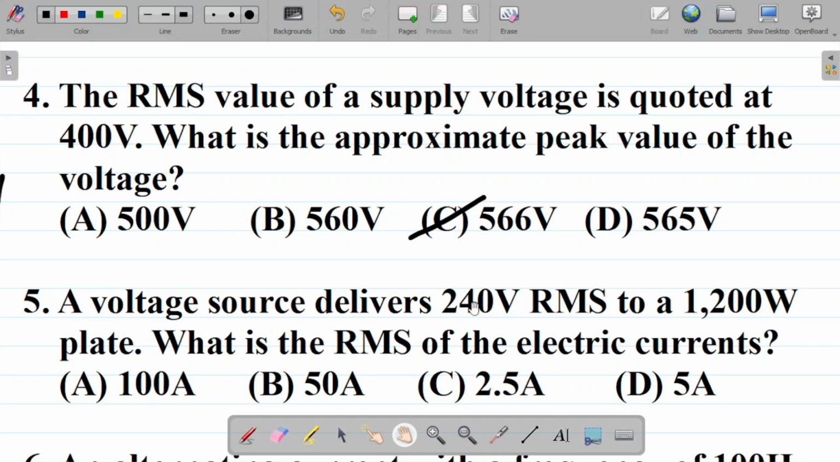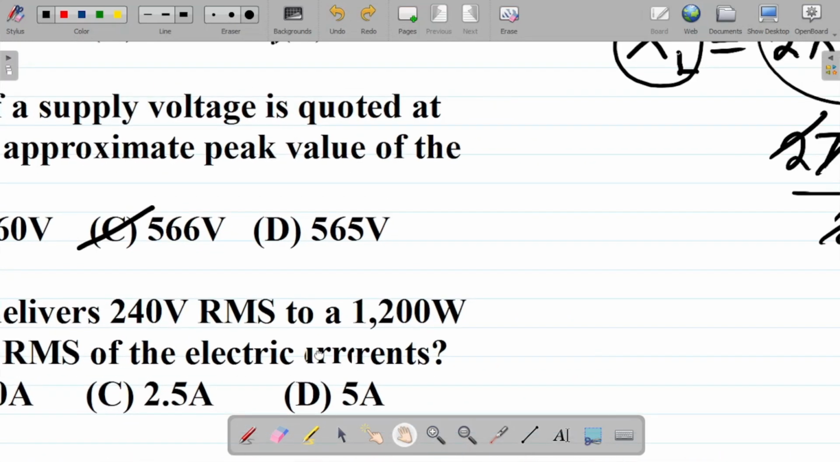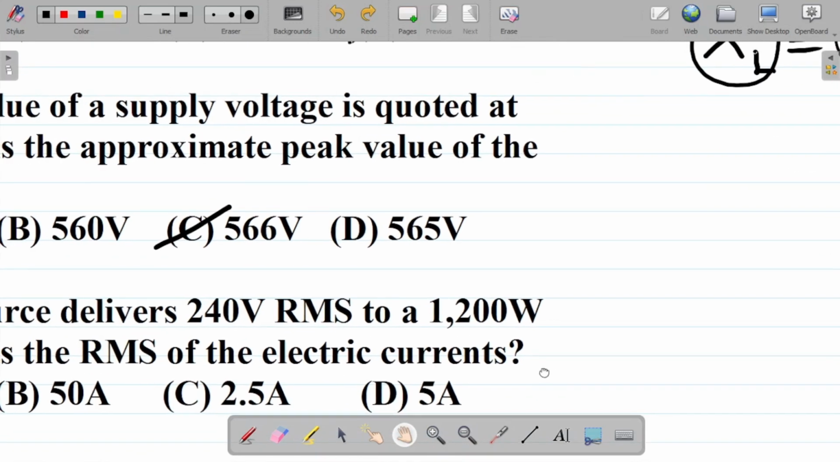Question 5 says that a voltage source delivers 240 V RMS to a 1200 watt plate. What is the RMS of the electric current? What do we have in this question? The first thing you have there is voltage, that's 240. They said the voltage is RMS, that means you have V RMS. And RMS means root mean square. Okay, let's get this done.